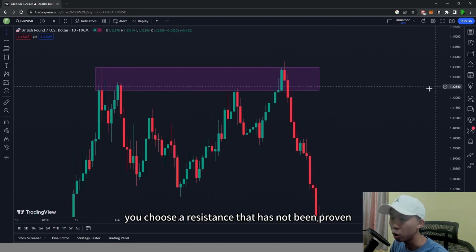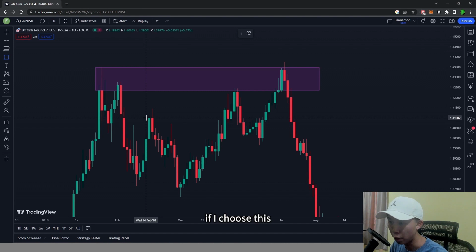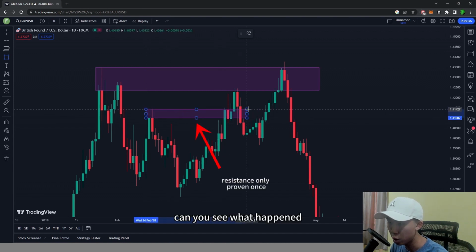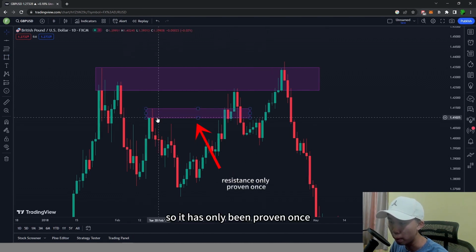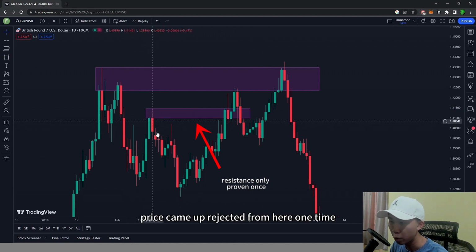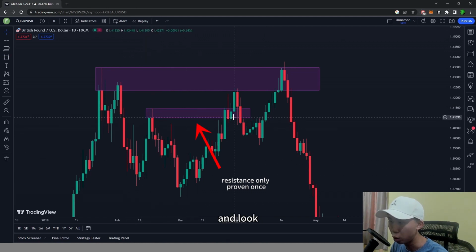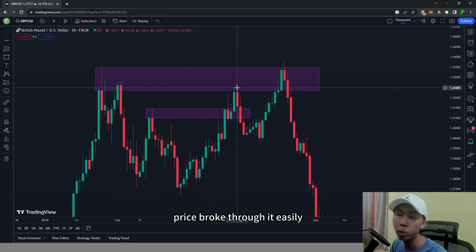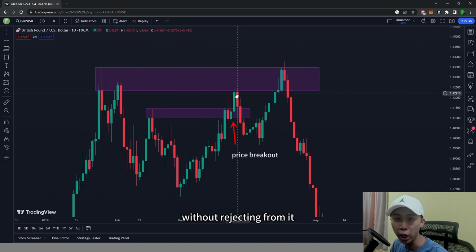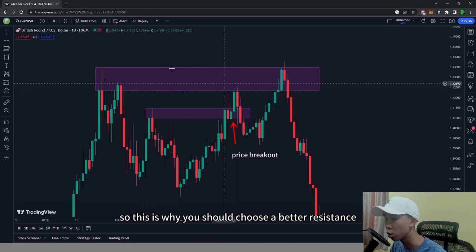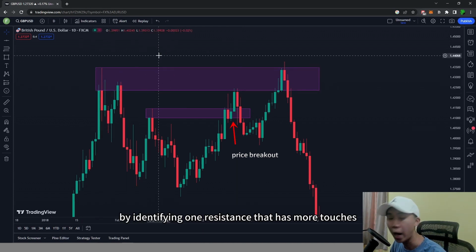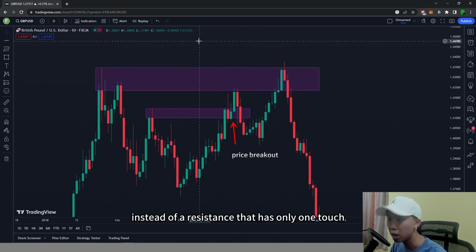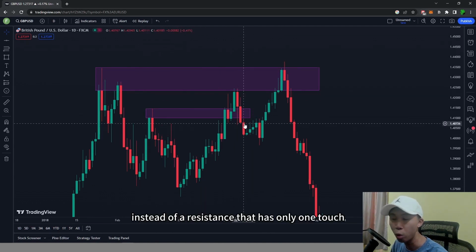But if you choose a resistance that has not been proven more than once, if I choose this, can you see what happened? It has only been proven once. Price came up, rejected from here one time, and imagine you are selling over here. Look what happened. Price broke through it easily without rejecting from it. So this is why you should choose a better resistance by identifying one resistance that has more touches instead of a resistance that has only 1 touch.